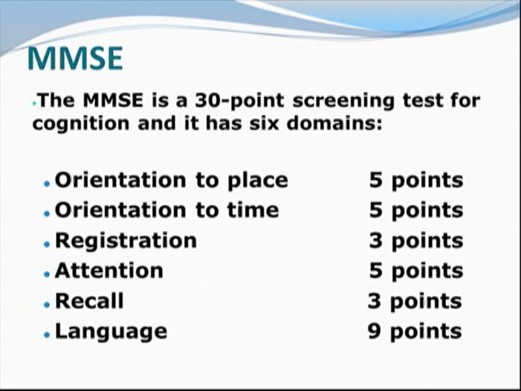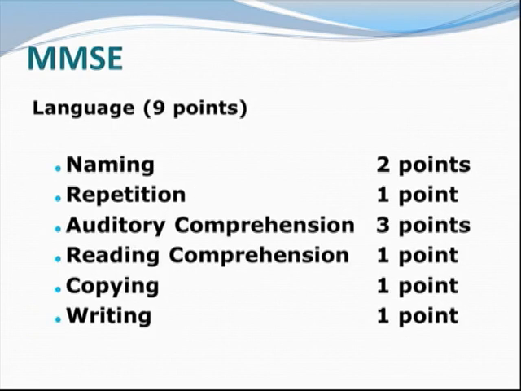And number 6, language has the highest number of points, which is 9 points divided into naming, 2 points, repetition, 1 point, auditory comprehension, 3 points, reading comprehension, 1 point, copying, 1 point, writing, 1 point, for a total of 9 points. The heavy points assigned to language, that is 9 out of 30, makes adaptation, translation, and validation very important. A subject who does not speak the language of the tester will fail the test, even if he is cognitively normal.